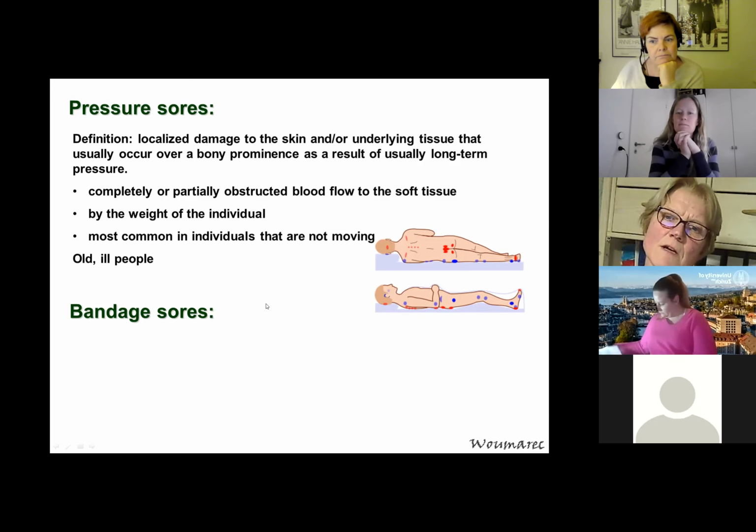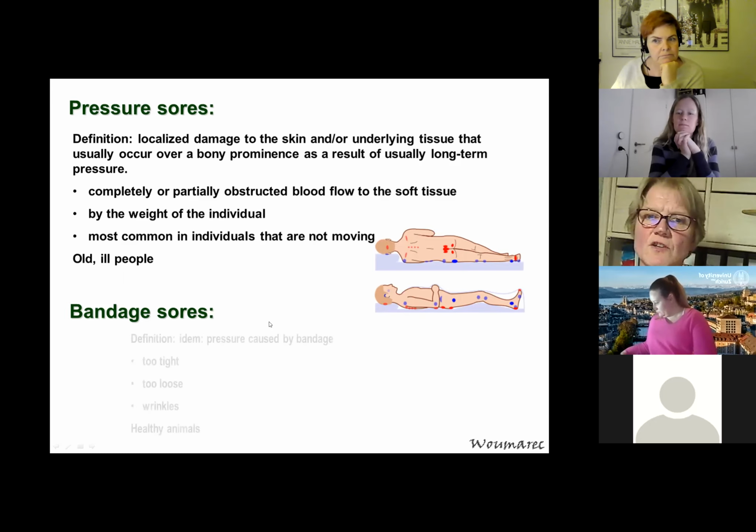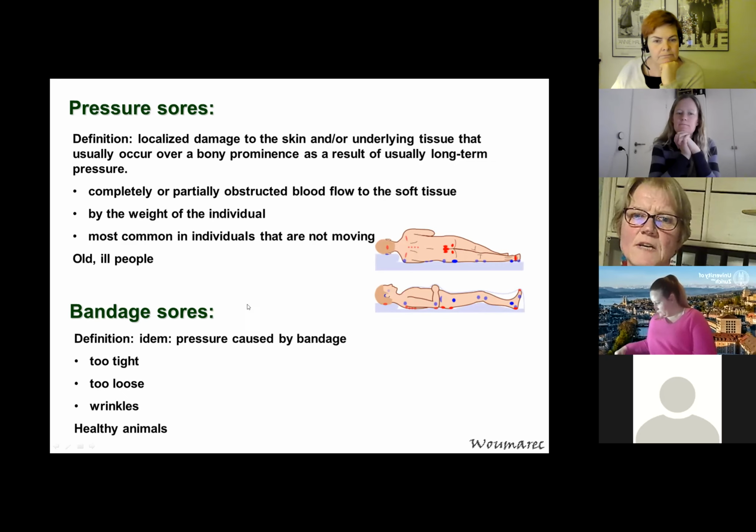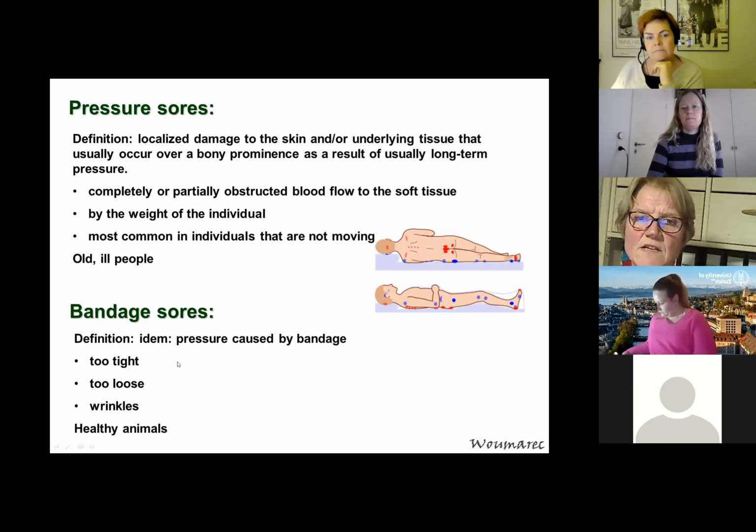The difference, if we look to the definition of bandage sores, the definition is actually the same. However, the pressure is caused by the bandage. Because a bandage is too tight, so you get a direct pressure of the bandage, or in case that the bandage is too loose, the bandage slips and creates pressure in that way, or wrinkles in the bandage. And we see these kinds of sores more often in veterinary practice.